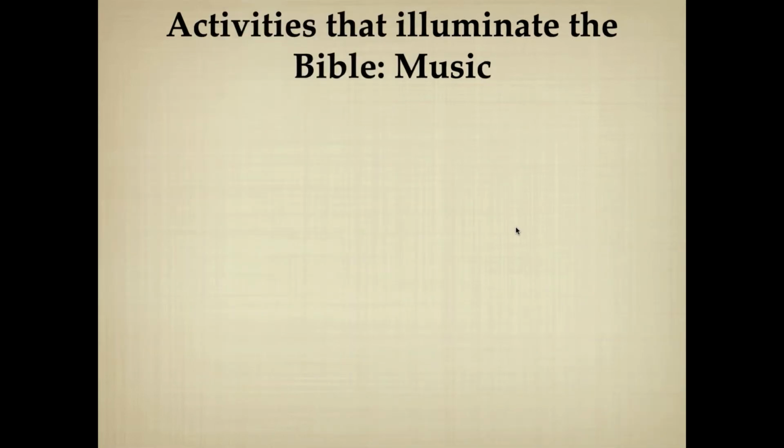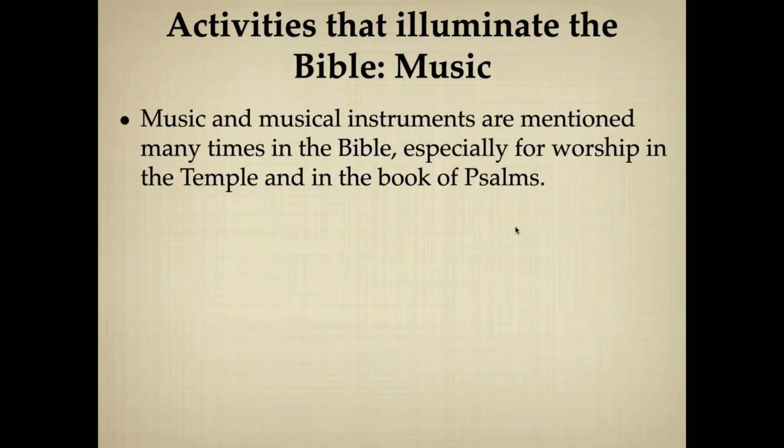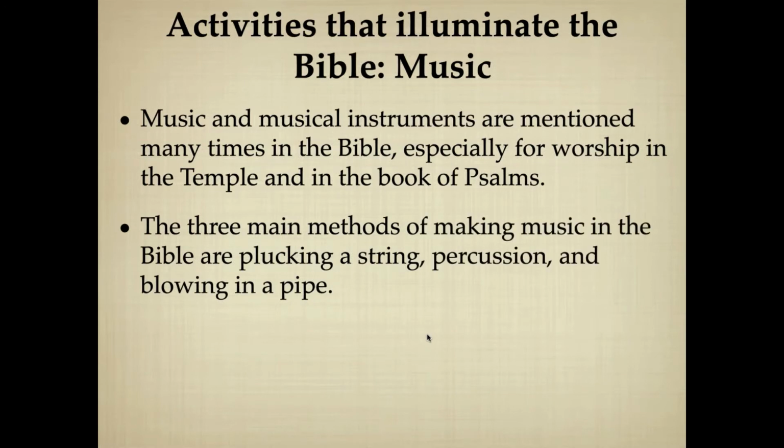Okay, one more activity we'd like to look at is music. Music and musical instruments are mentioned many times in the Bible, especially for worship in the temple. The book of Psalms is probably the most well-known example, where not only are the Psalms meant to be sung, but they even mention musical instruments in some of them. Now, in antiquity, the three main methods of making music, in the Bible and also in antiquity, were plucking a string like a harp, percussion like a drum, or blowing like in a windpipe. And we can see examples of all of these.